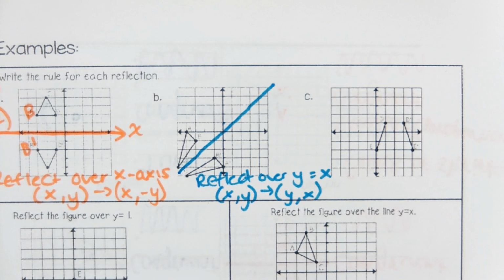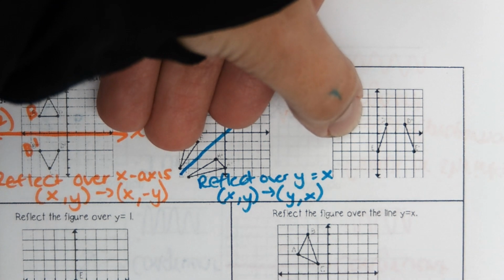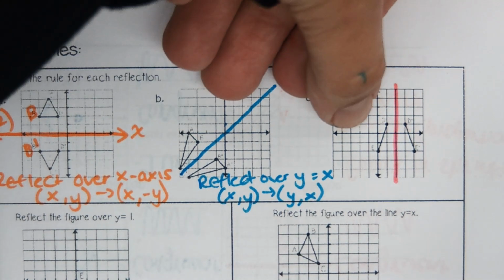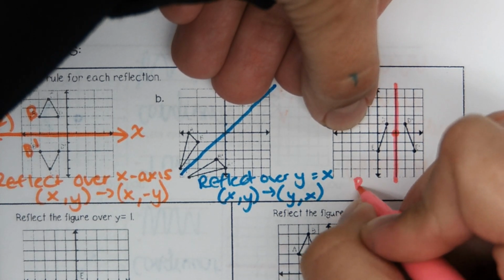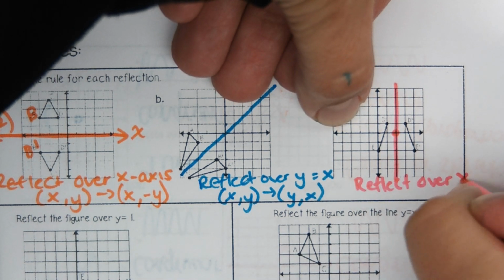And then the next one, the line this is reflected over is right here. So I just have to identify what that line is. And it's at x equals 2 right here. So reflect over the line x equals 2.